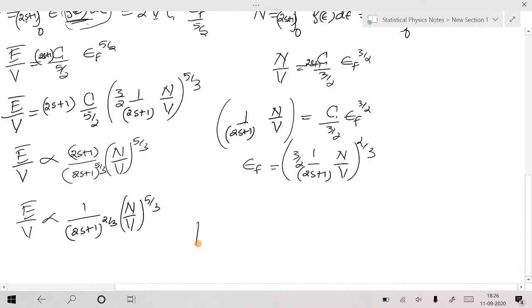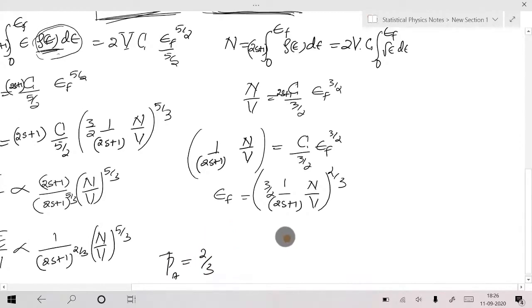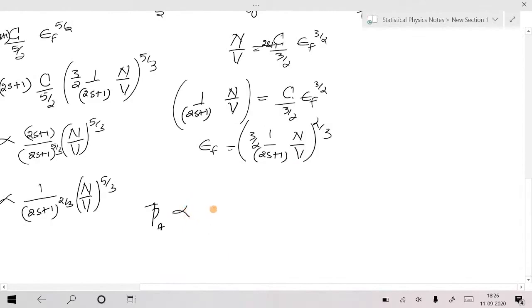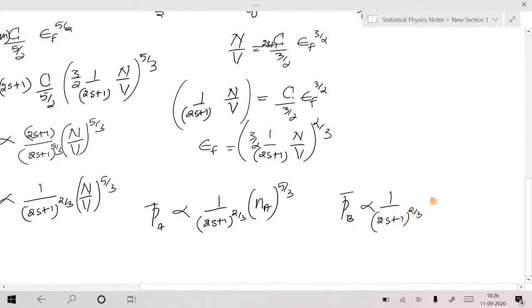Look at here, PA bar is equal to 2 by 3 times some constant. Let me write it like this: PA bar is proportional to 1 by (2s plus 1) raised to 2 by 3, n by v raised to 5 by 3. In place of n by v I'll put nA here. Similarly, PB bar is proportional to 1 by (2s plus 1) raised to 2 by 3, nB raised to 5 by 3. Can I write like this?